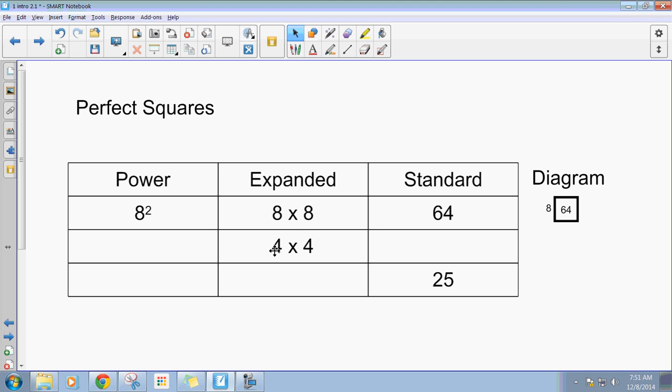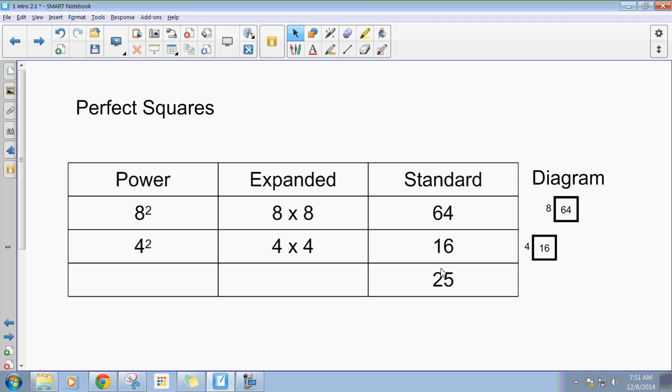In our next example, if they give us 4 times 4 to begin with, we can go in either direction. We can write the 4 times 4 as 4 squared. We have 2 4s being multiplied. Or we could solve and get our number 16. And we can do our model or our diagram, where we have a square with 4 as our side length and 16 as our area.